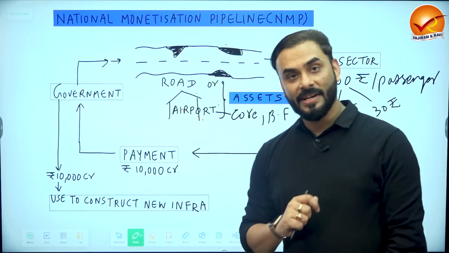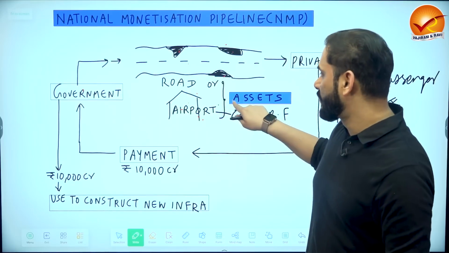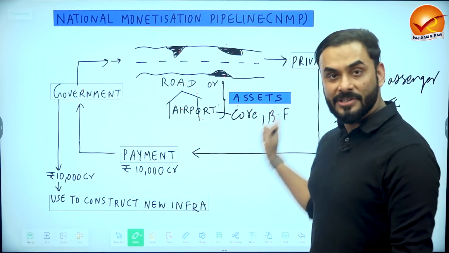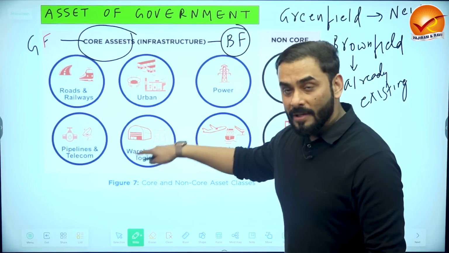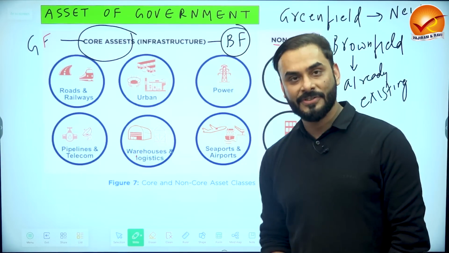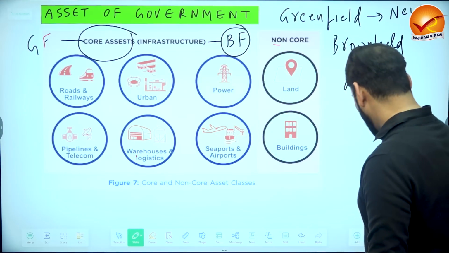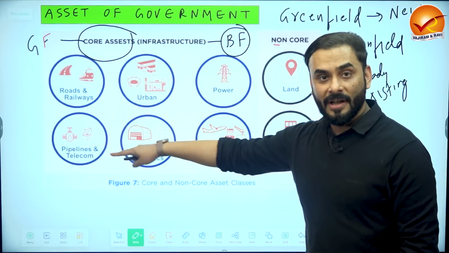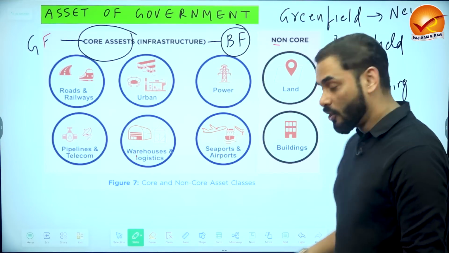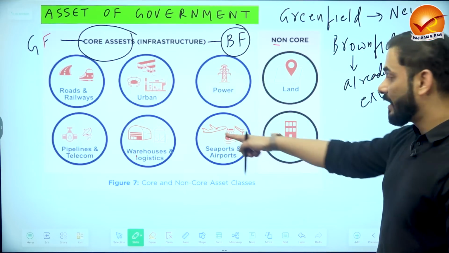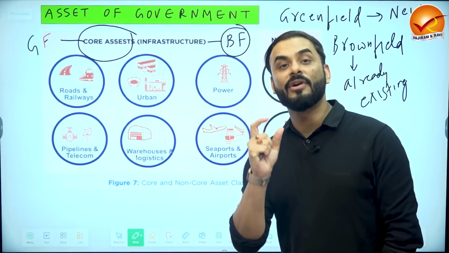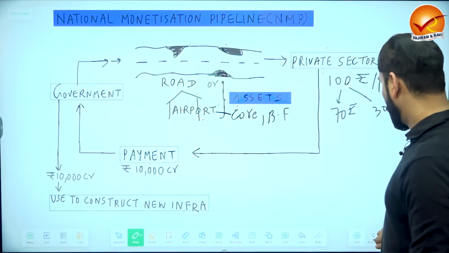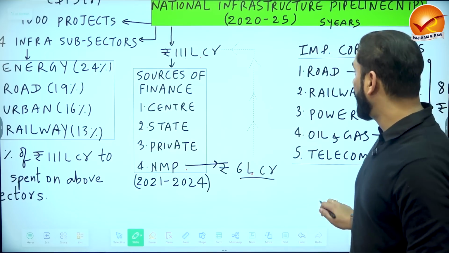So if a question is asked, what kind of assets does the government give to private sector? The answer is core brownfield assets. All right. Now, core brownfield assets are huge. It can be anything. So which are those core brownfield assets which are the most important part of this program called National Monetization Pipeline? See, the government of India has created a list.